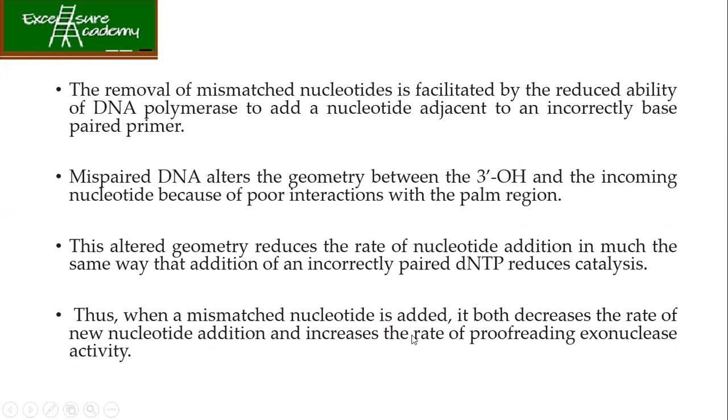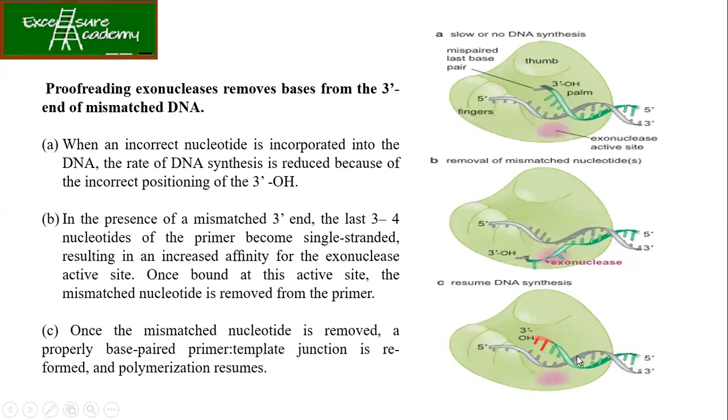Now when a mismatched nucleotide is added, it decreases the rate of new nucleotide addition. अब क्या हुआ है, thus increasing the rate of proofreading exonuclease activity. अभी कैसे करता है, let's see that. So proofreading activity of the exonuclease.